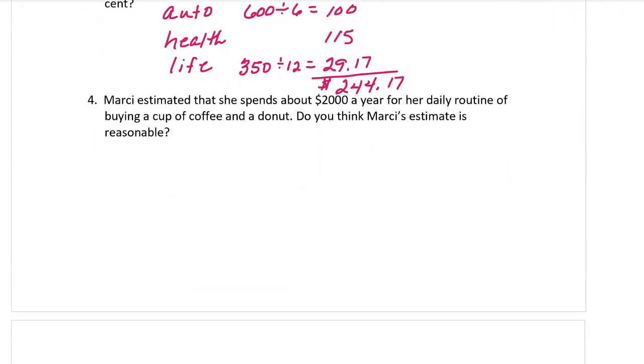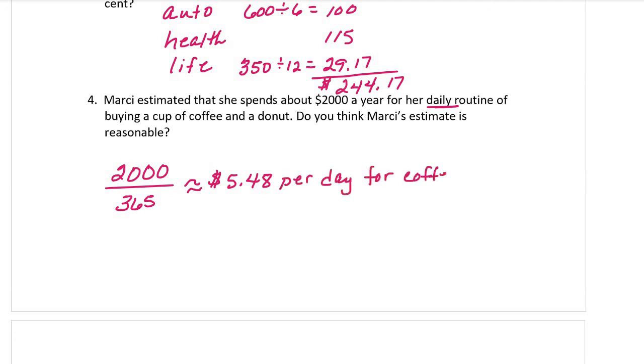Problem 4. Marcy estimates that she spends about $2,000 a year for her daily routine of buying a cup of coffee and a donut. Do you think Marcy's estimate is reasonable? Well, she spends $2,000, she says, a year for her daily routine. That means she's spending that 365 days. So if I took the 2,000 divided by 365, you get approximately $5.48 per day for coffee and donut.